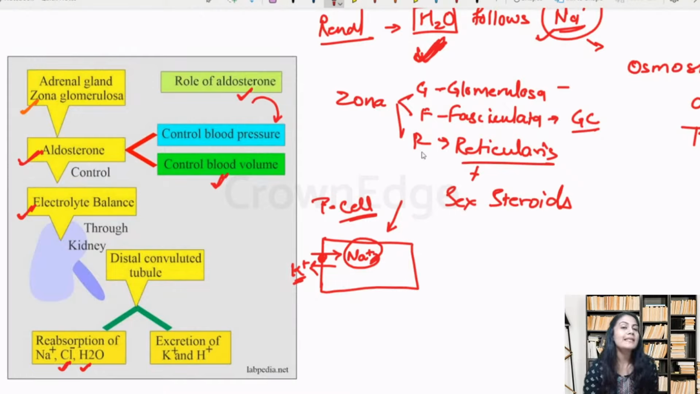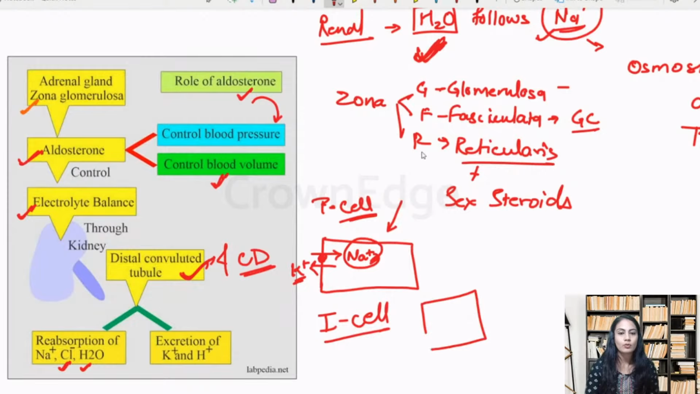Now, where exactly in the nephron does this act? It acts on the distal convoluted tubule, and also remember it acts on the collecting duct. It acts on two cells, that is P cells and I cells. I cells are intercalated cells. In the intercalated cell, what is it going to do?